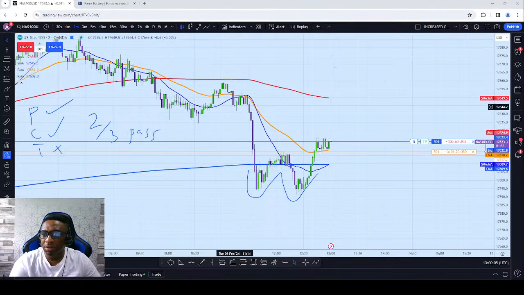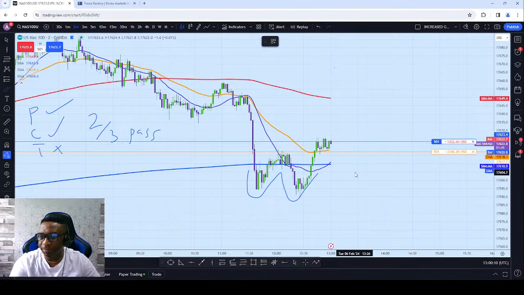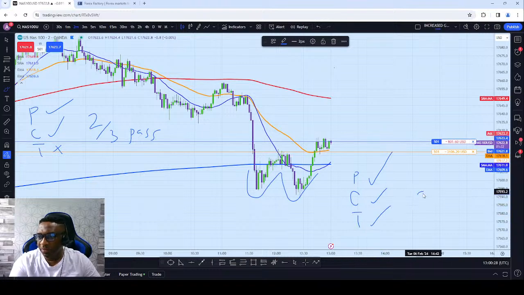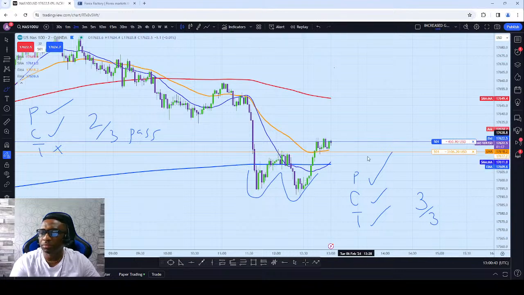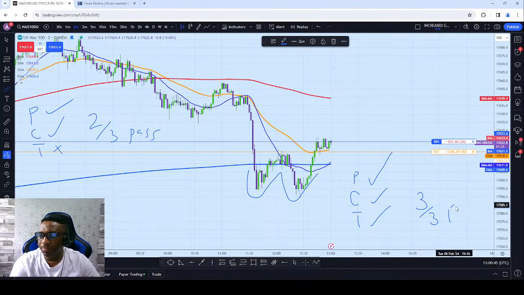So the score for this trade was, let me put it here. So we have 3 out of 3 on this trade. So that is a pass.